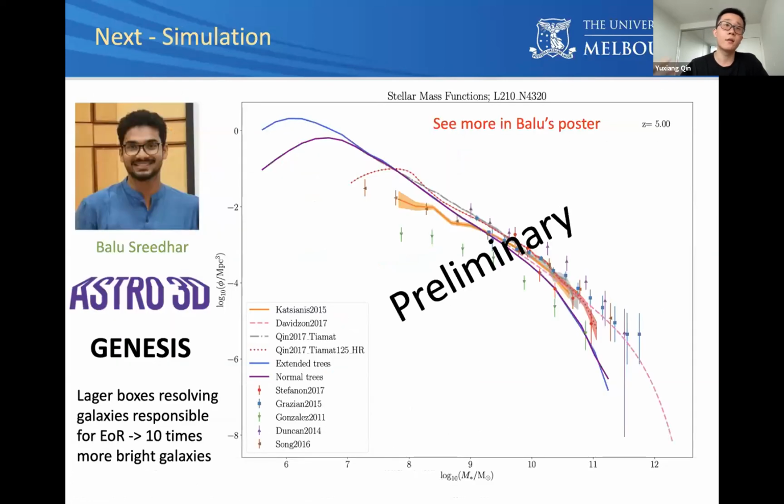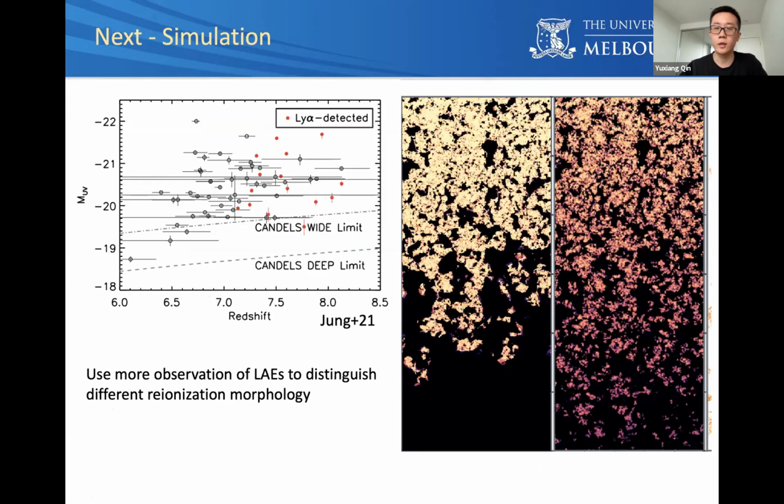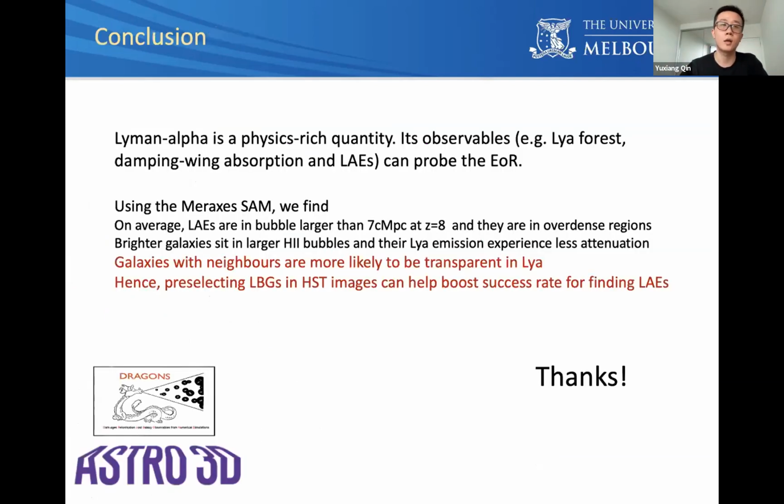From the simulation point of view, we are working with the Genesis team. We have a PhD student, Balu, working with the Genesis team, and we are trying to apply the simulation to a much larger N-body simulation. We will get a much larger bright galaxy sample, which will allow us to do this study in a more statistical sense. He has a poster demonstrating some of his preliminary results, so if you haven't checked it, I recommend you see his poster. I will skip this slide and just finish with my conclusion slide.